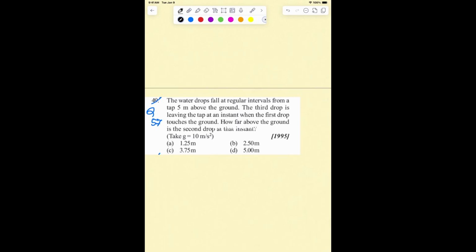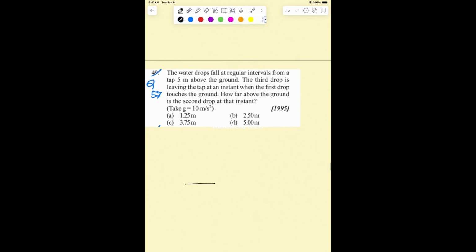Okay, now next. Water drops fall at regular intervals from a tap 5 meters above the ground. This is the ground. Therefore, it is falling, which means with initial velocity equal to 0, released from rest, 5 meter.